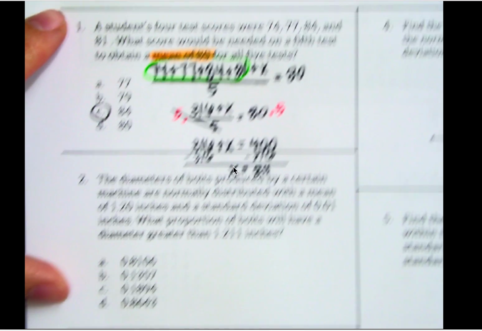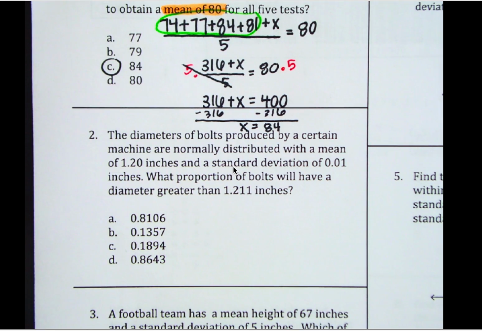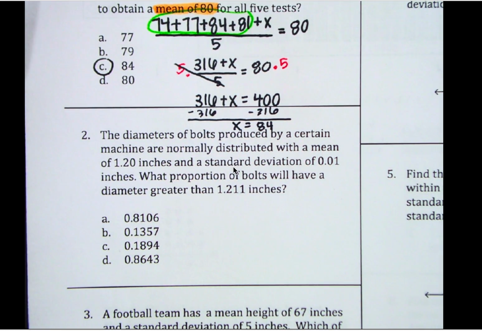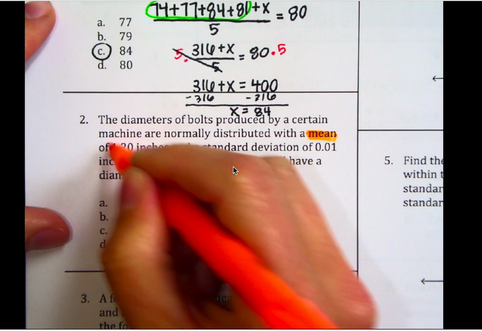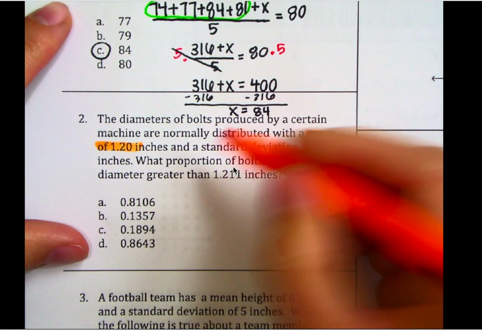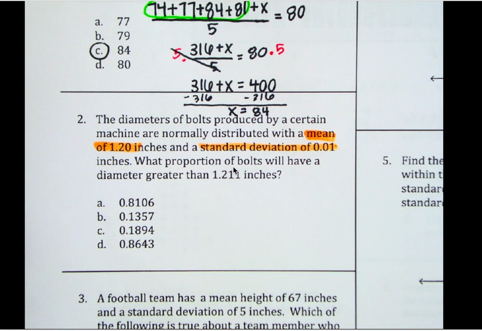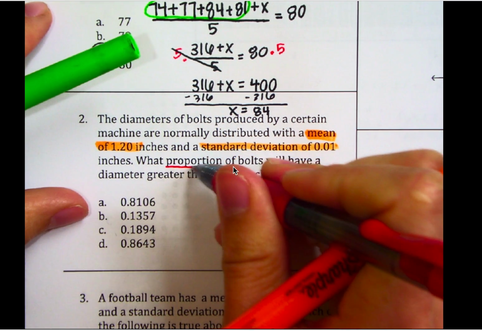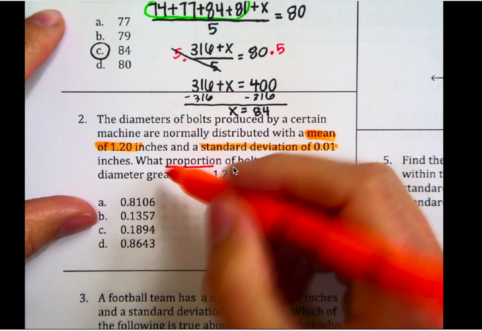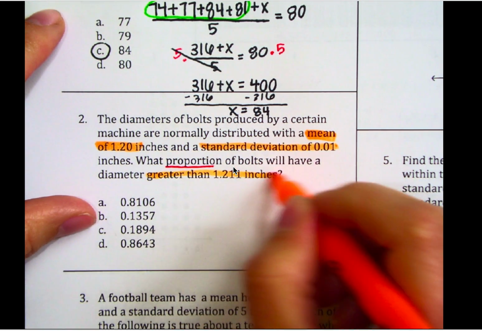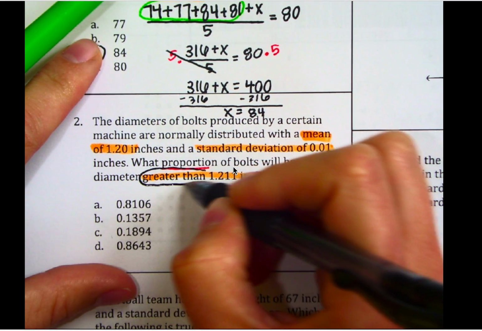Okay, number 2. The diameters of bolts produced by a certain machine are normally distributed with a mean of 1.20 inches. So they're giving us a mean so far, and a standard deviation of 0.01. What proportion of bolts will have a diameter greater than 1.211 inches? This is very important: they want to know greater than.